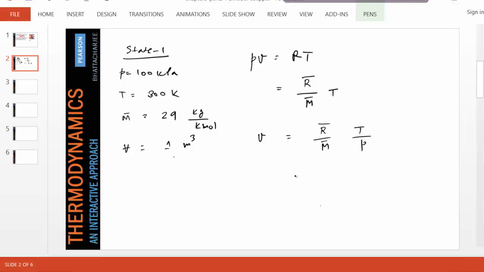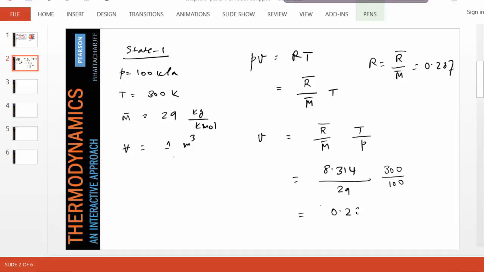What is R bar? That's the universal gas constant, 8.314 kilojoule per kilomole Kelvin. It is always the same number for any gas. And M bar is 29. By the way, R is R bar over M bar. So if you do the calculation, you can show that R turns out to be about 0.287. And temperature is 300, pressure is 100.